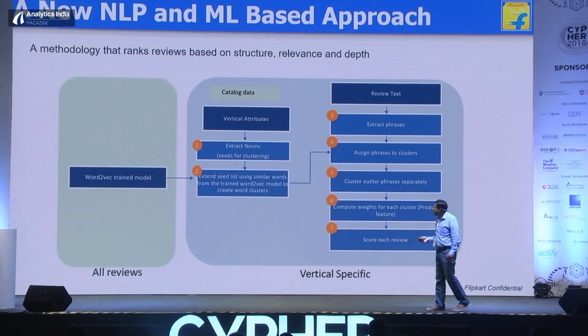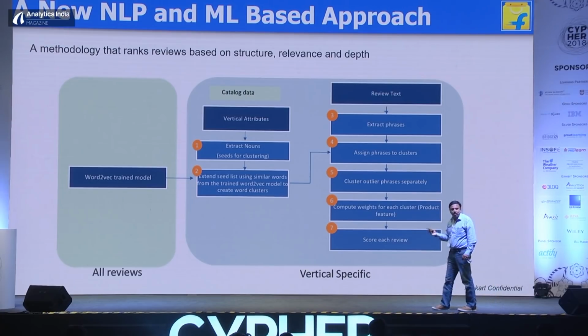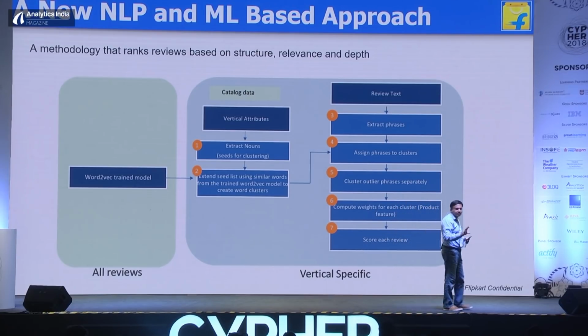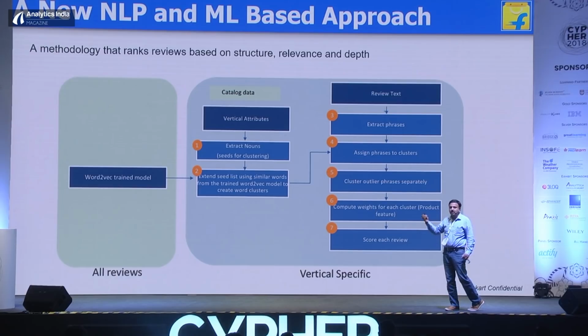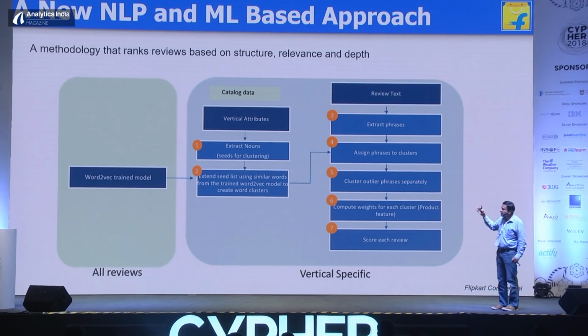Okay, so this was the model we used. I will go into the model, but basically the problem statement is we are trying to figure out which review best describes the product. The best way to understand this: products can be described based on their attributes. Where do you find attributes? You find them in the catalog. So you extract attributes from the catalog.